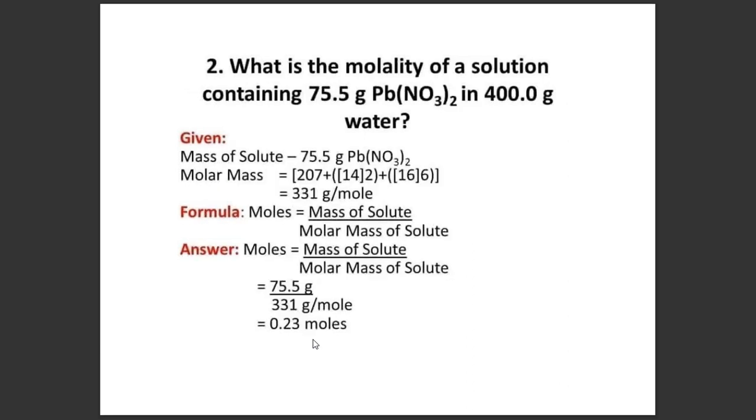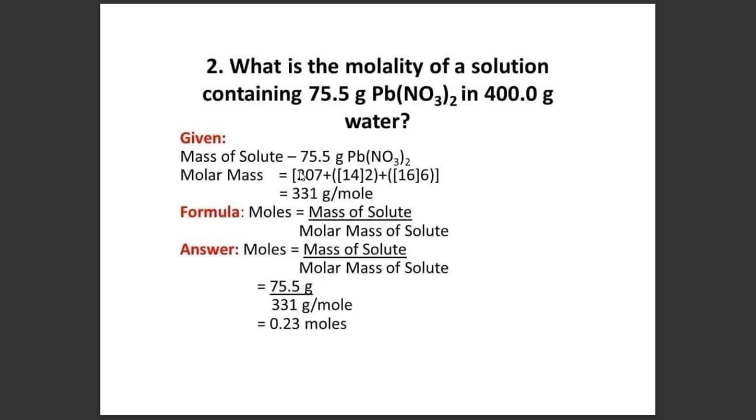Let's have this: what is the molality of a solution containing 75.5 grams of lead nitrate in 400 grams of water? First, convert. The water is given in grams, so it must be converted to kilograms. The lead nitrate is also given in grams, so we have to convert it to moles. To do that, we find the molar mass of lead nitrate by summing up the atomic masses of lead, nitrogen, and oxygen in this compound.